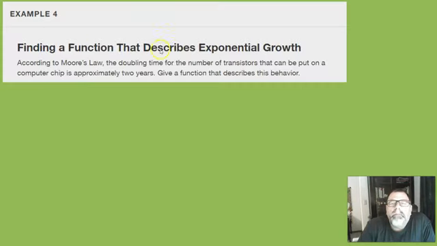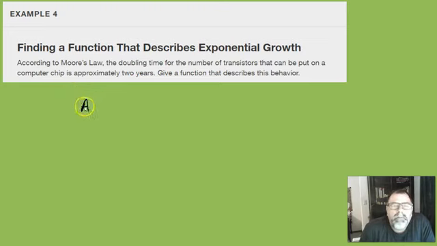Example 4, finding a function that describes exponential growth. According to Moore's law, the doubling time for the number of transistors that can be put on a computer chip is approximately 2 years. Give a function that describes this behavior. So we're going to double every 2 years.